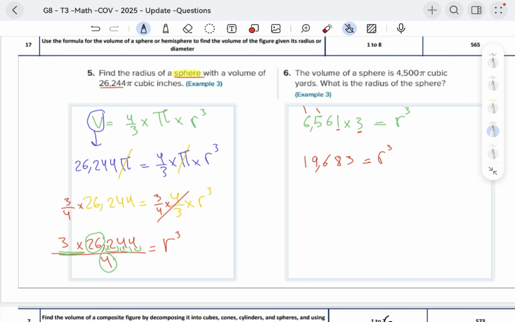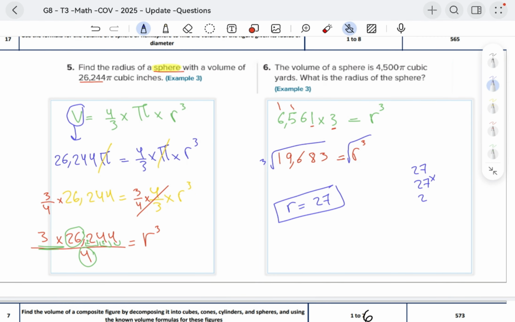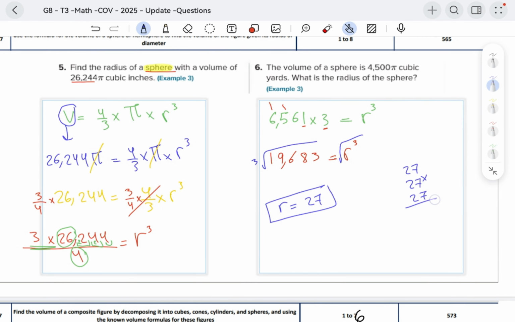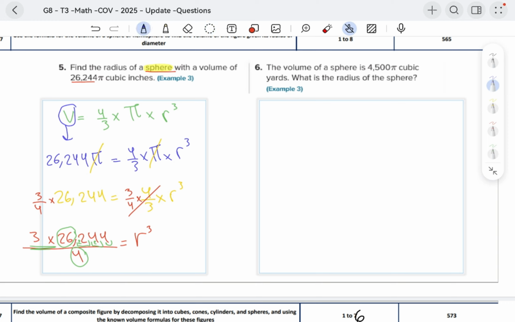So you have to think, what is the number that if we multiply it by itself 3 times gives us 19,683? Or you can find the cubic root for this number. Also, you can use the tree method. But here I'm going to find the cubic root for this number, which is 27. If you multiply the 27 by itself 3 times, the answer will be 19,683. So the radius here is 27.